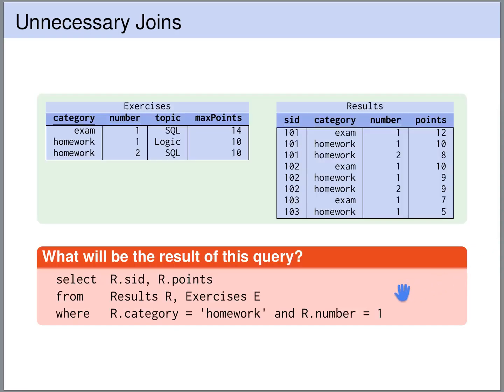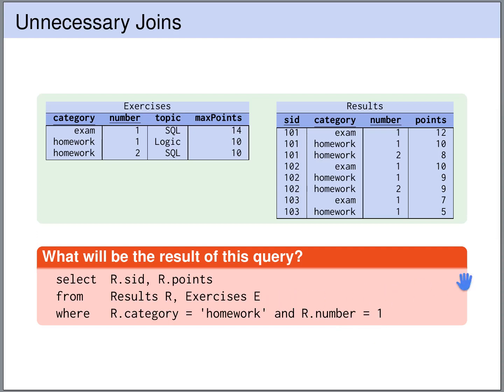So what will be the result of this query? Here we query the results and the exercises. We include in the output the student ID of the results and the points, and we restrict to those results for homework 1. Now, what is missing here is a join condition that links R and E.